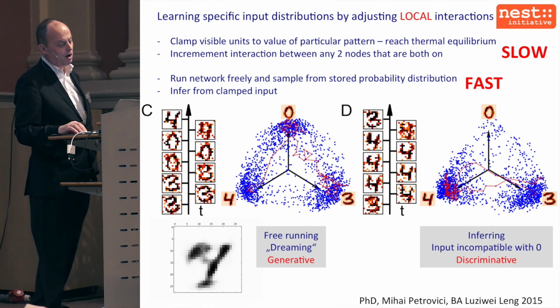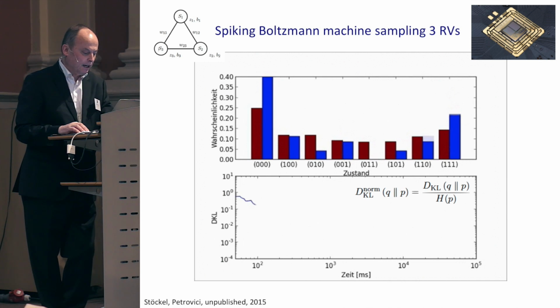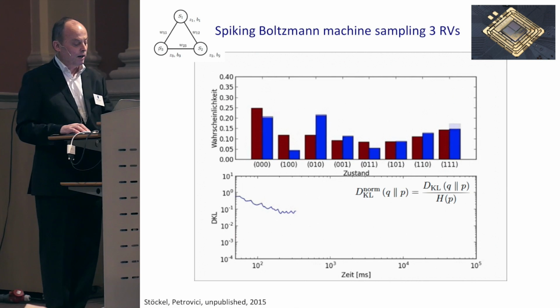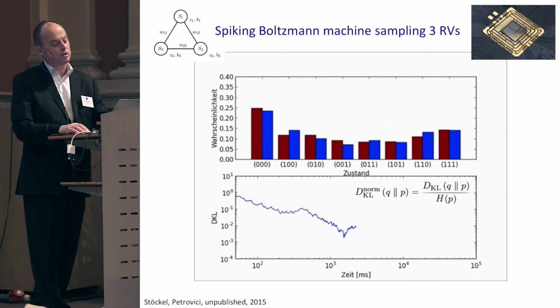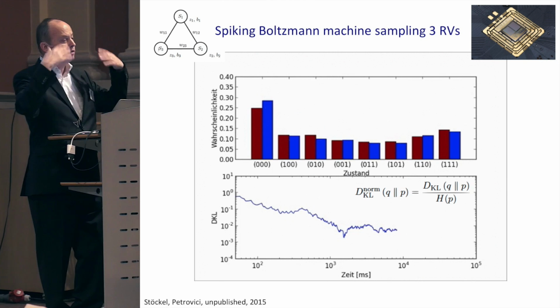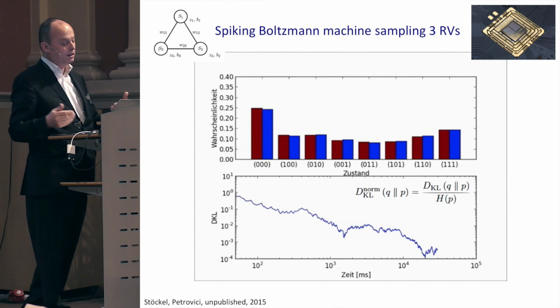Does it also work in hardware? Yes, actually it does. This is a hardware experiment where you see the red thing is a learned distribution. This is after the learning we are now doing the application. We are sampling from the system, and you see in a relatively short time the sample distribution approaches the learned distribution. That is, if you look at things again and again and again, you suddenly recognize and you make a decision, for example.